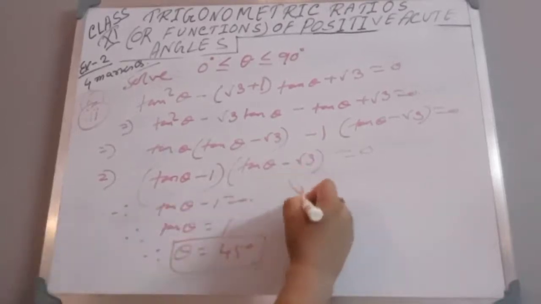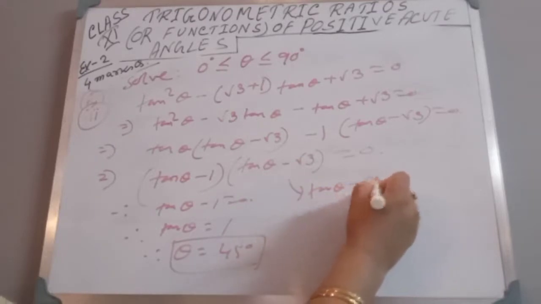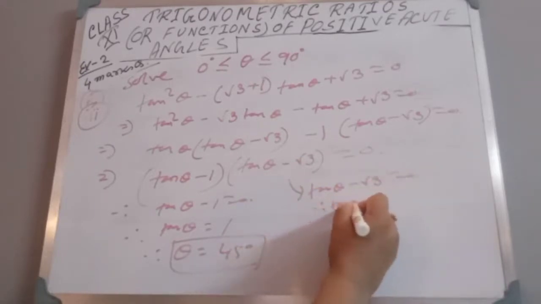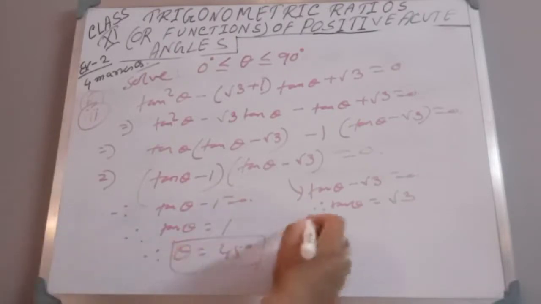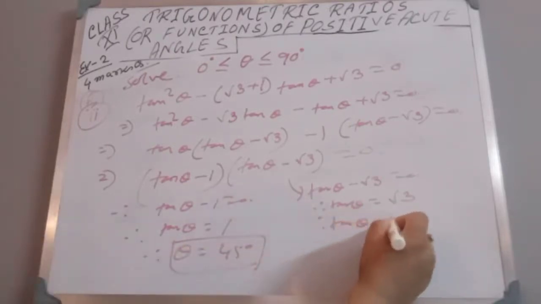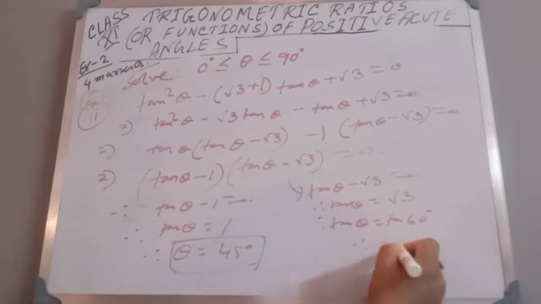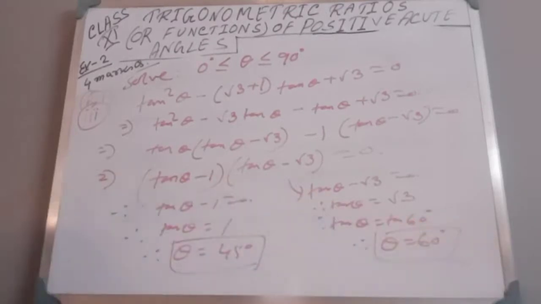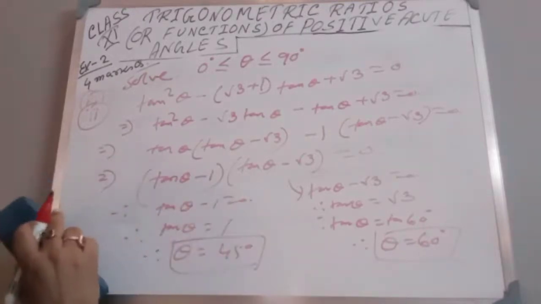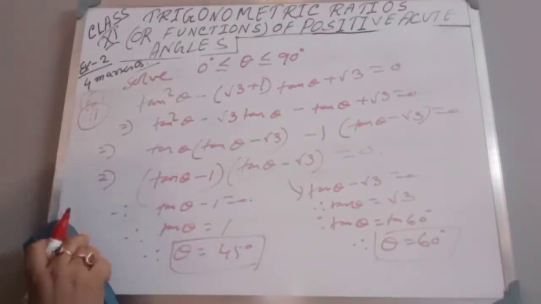And from here what we will write? tan θ minus root 3 is equal to 0. Therefore tan θ is equal to root 3. Root 3 is the value of tan 60 degrees. Therefore tan θ is equal to tan 60 degrees. Therefore θ is equal to 60 degrees. This is another value. So from this solution we get the value of θ. There are two values of θ. One is 45 degrees, another is 60 degrees. Okay. Next sum.